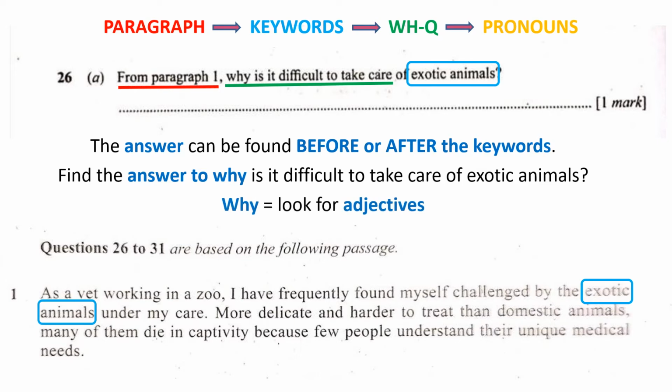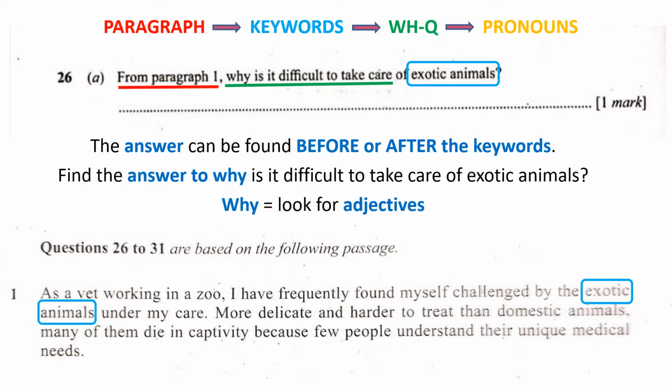So for why question, you need to look for adjectives. So let's try and find the answer. Let's look before the keywords first. As a vet working in a zoo, I have frequently found myself challenged by the... Is there any answer to why is it difficult? No. So you need to look at the lines after the keyword.